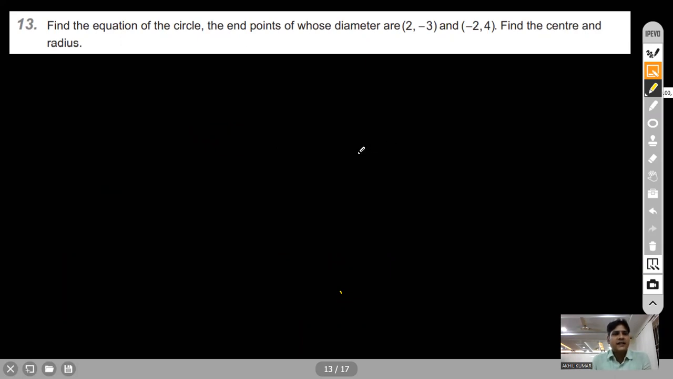Question number 13 is saying, find the equation of circle, the end points of whose diameter are (2, minus 3) and (minus 2, 4). So it's easy.